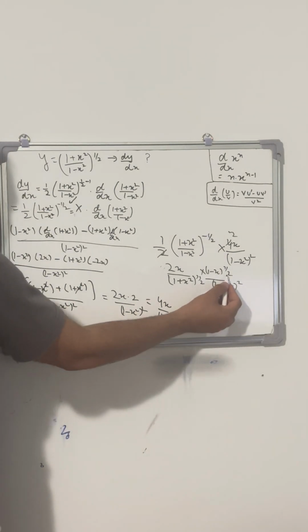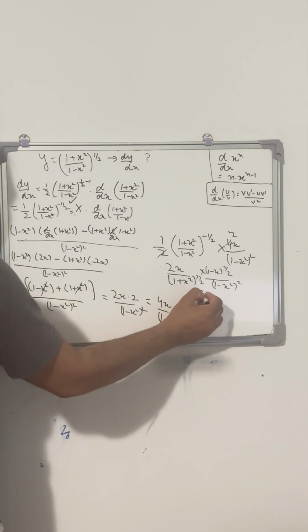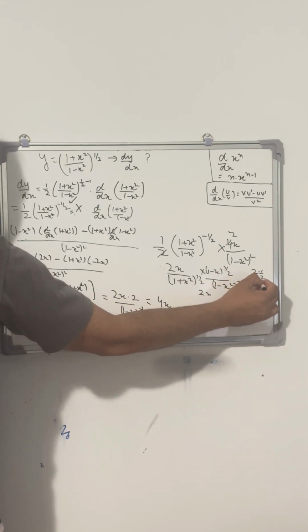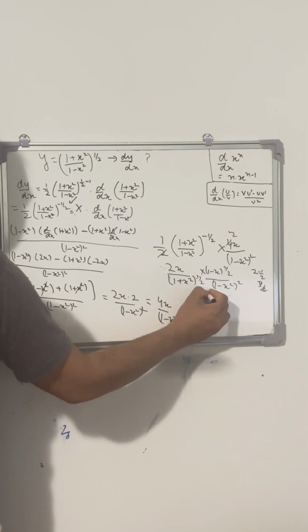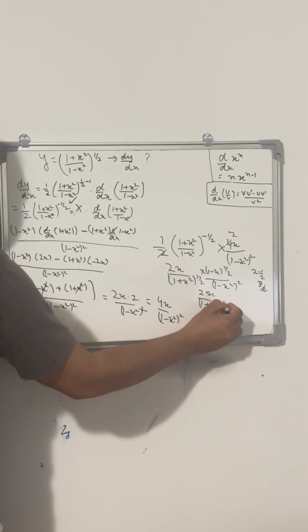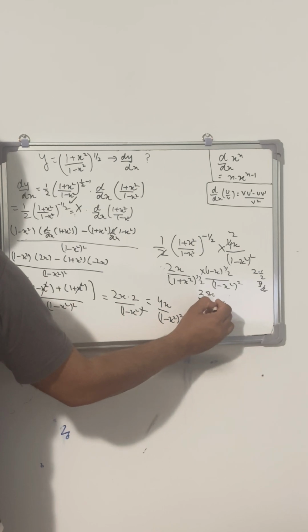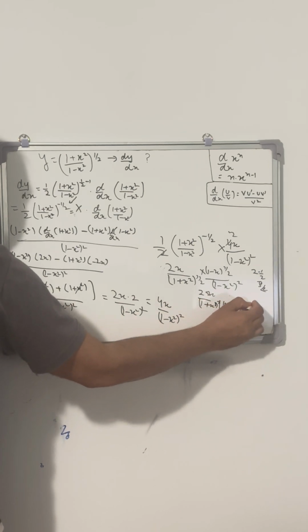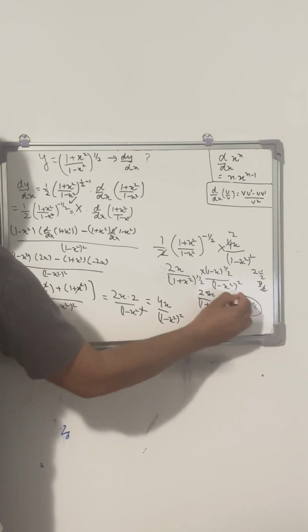Now this can come down. 2 minus 1 by 2 will become 3 by 2. So 2x over (1 plus x square) raised to power 1 by 2 multiplied by (1 minus x square) raised to power 3 by 2. So this is the answer.